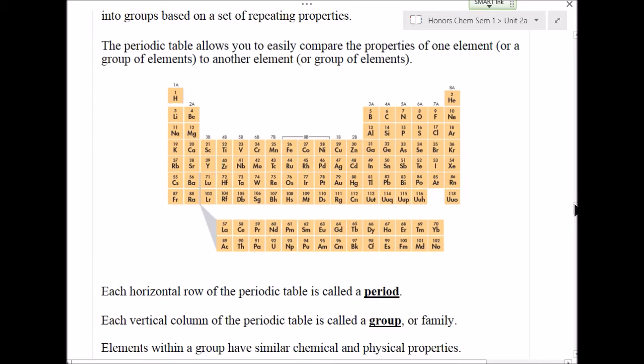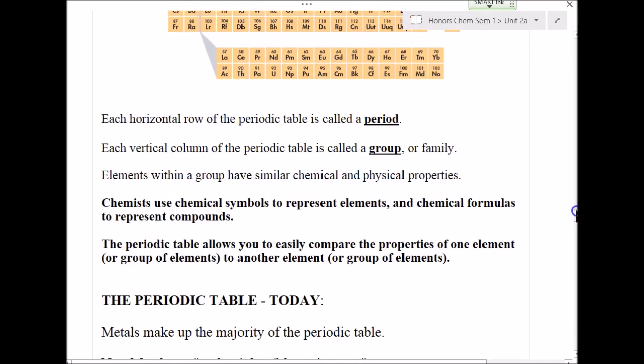All right, so the vertical columns, again, are called groups or families. And let's see if I have the names below there. Can't remember where I did that. Okay, we'll come back to that.